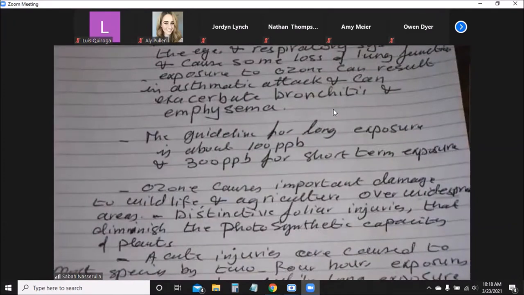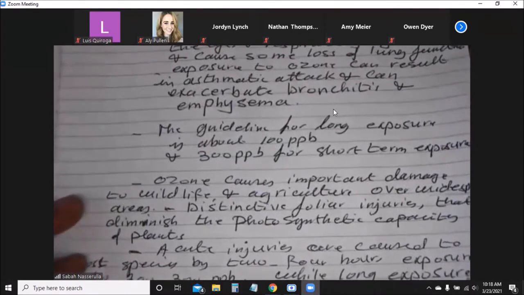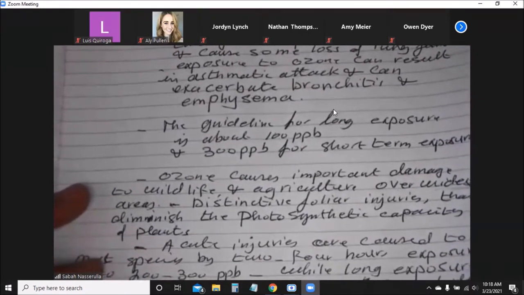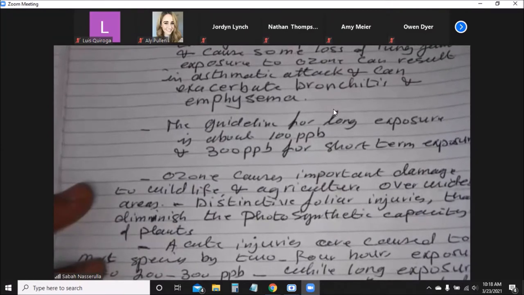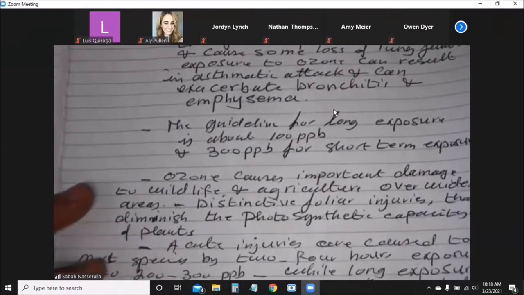Now we talk about the stratospheric ozone, basically the way it's formed in the atmosphere, and also to mention, of course, that it has a lot of benefits in contrast to the ground ozone. Now, ozone is produced in the stratosphere.